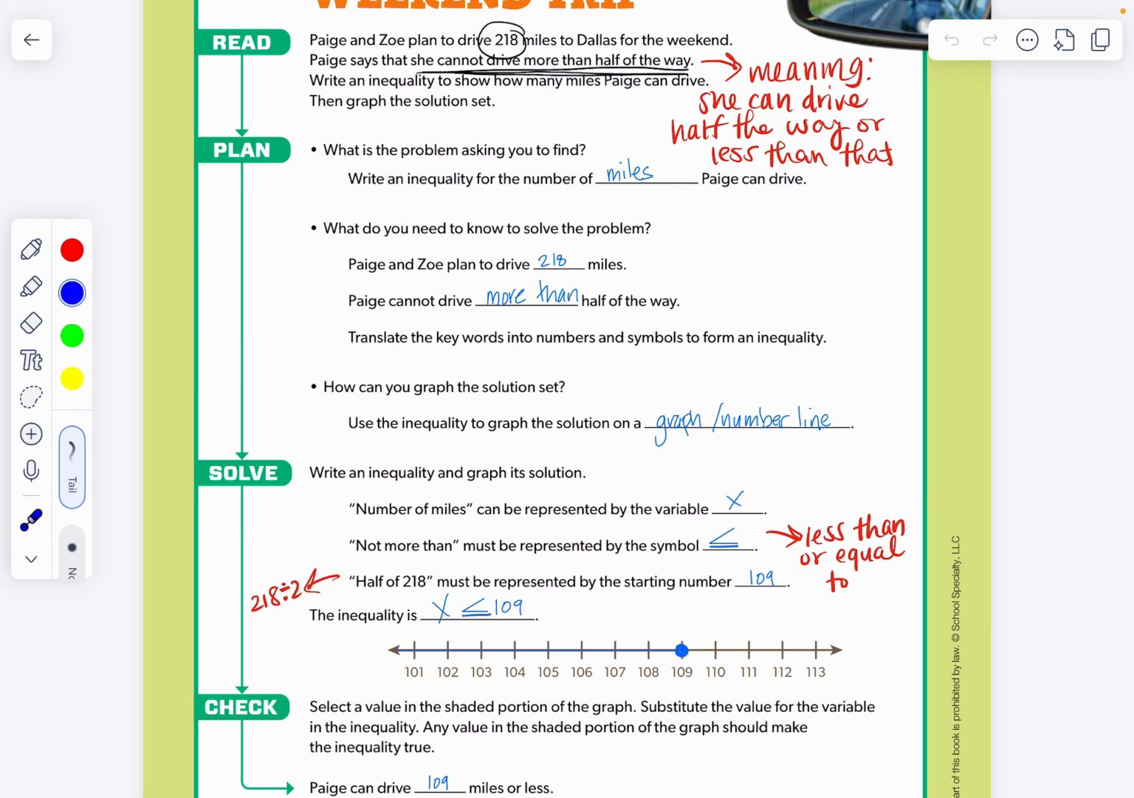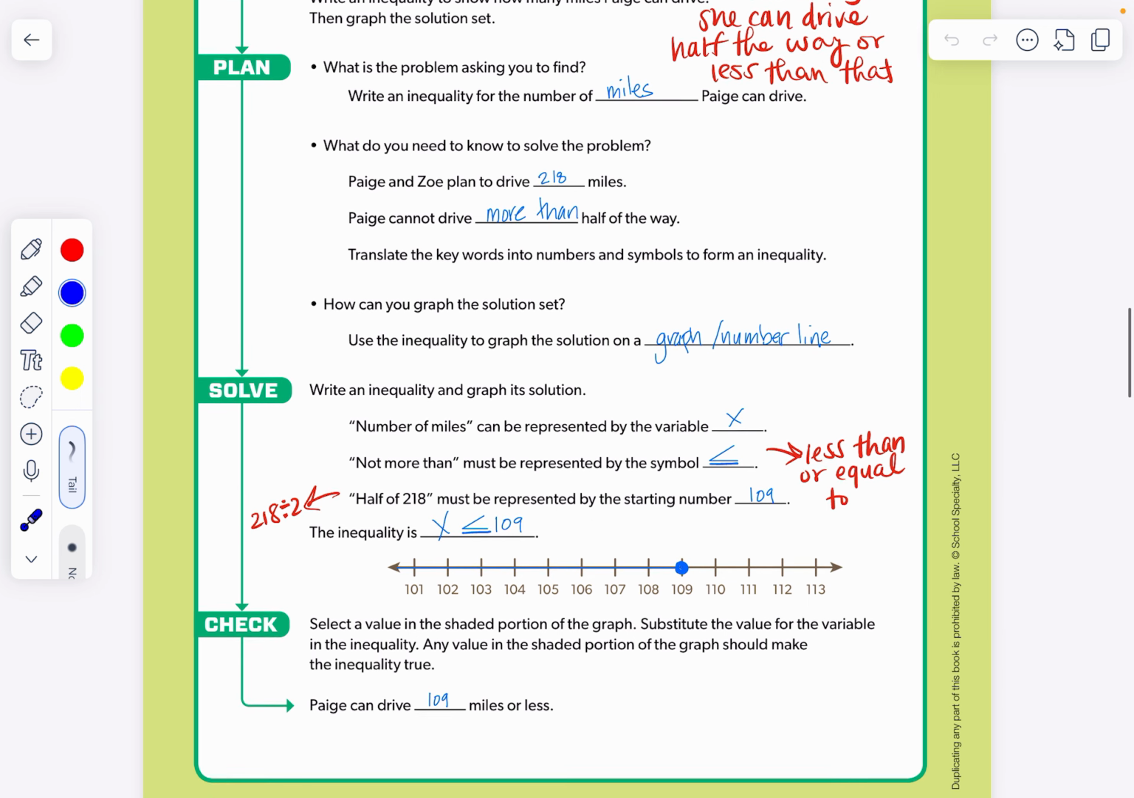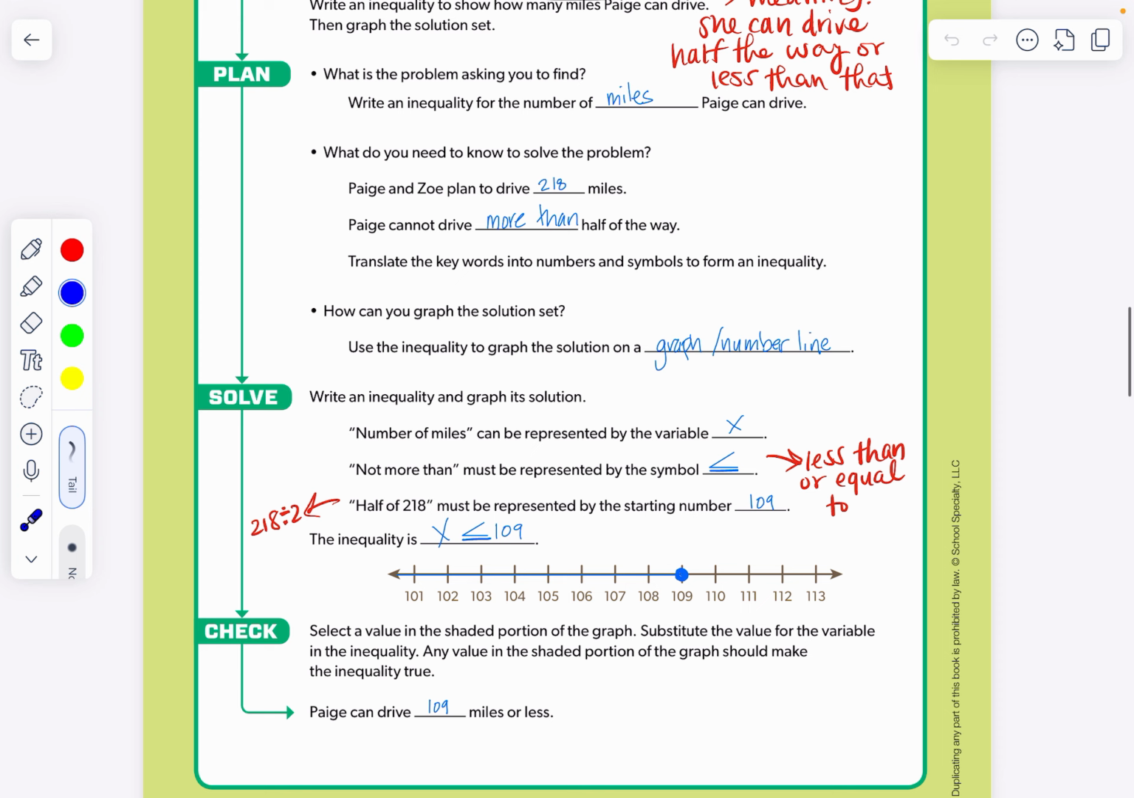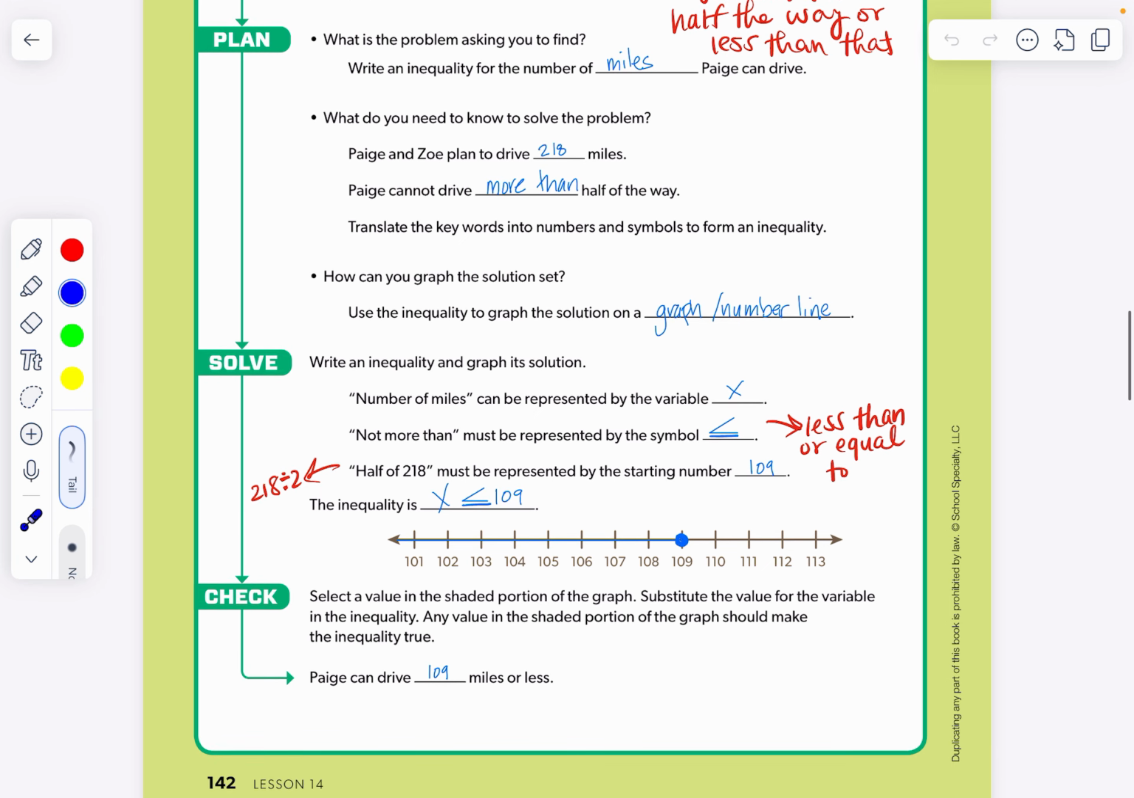So what is the problem asking you to find? Write an inequality for the number of miles Paige can drive. What do you need to know to solve the problem? Paige and Zoe plan to drive 218 miles. Both of them plan to drive 218 miles, right? Paige cannot drive more than half of the way. And this is the piece that we talked about in our questioning, where it says translate the keywords into numbers and symbols to form an inequality.